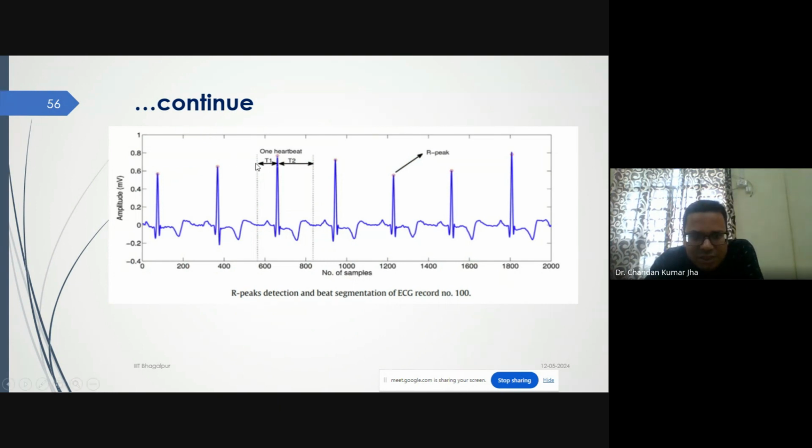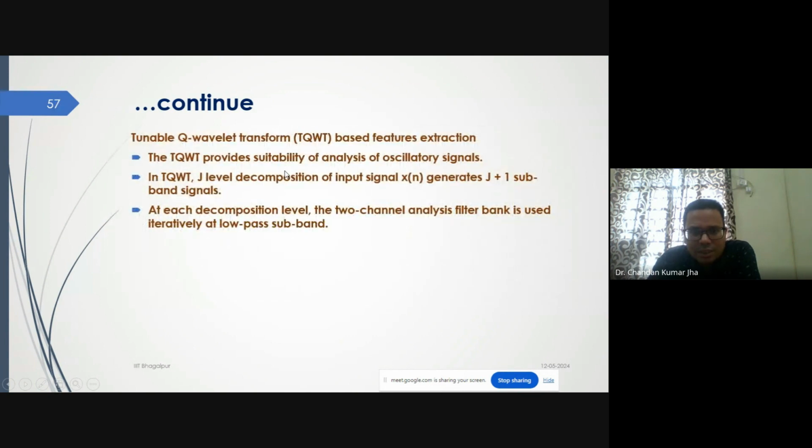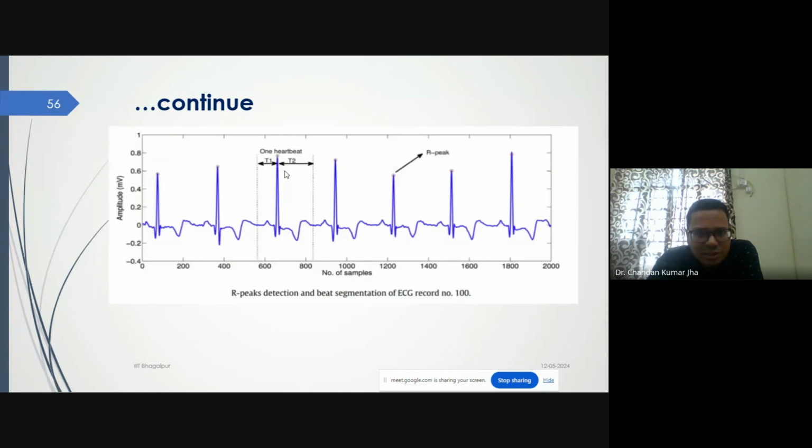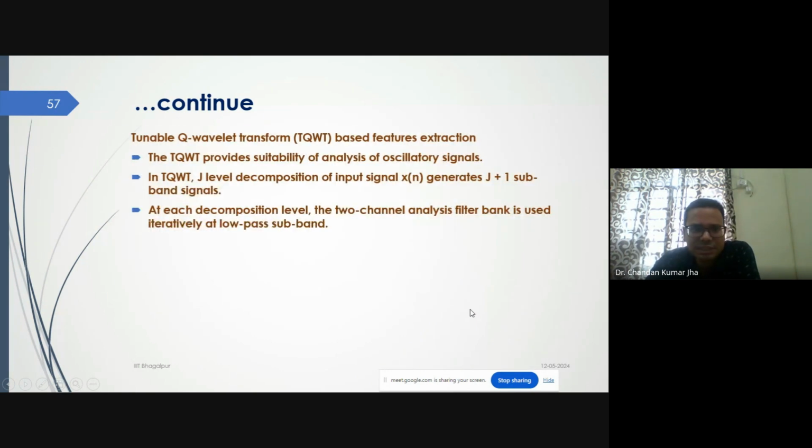So here are 89 samples before the R-peak and 162 samples after the R-peak. This gives you one beat. The signal has been taken as record number 100 from the MIT-BIH dataset.